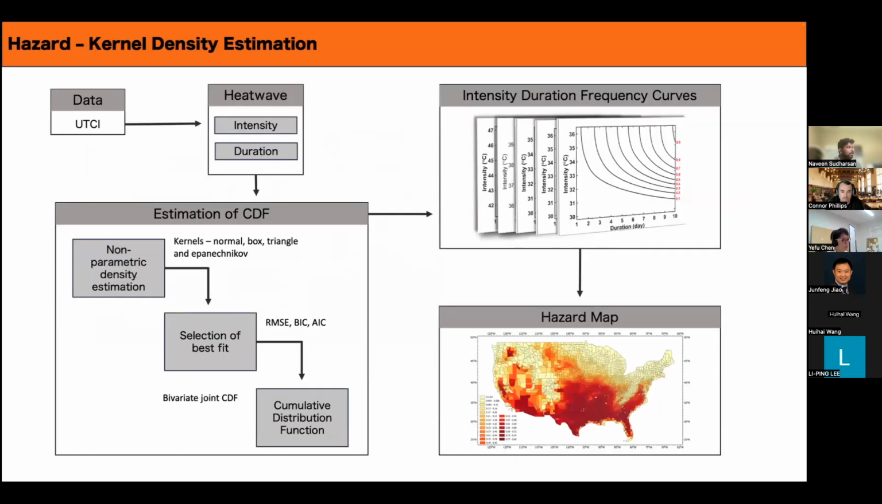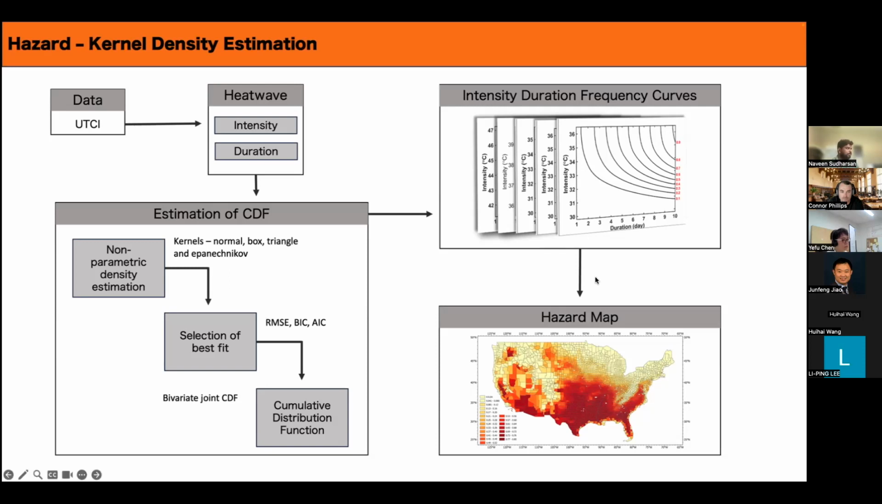And for this, we first calculated the hazard. For the hazard, we have used a different approach for heat waves. That is, we went for a block maxima approach, where we have calculated the intensity and duration in such a way that a heat wave of 1 day in a year is the maximum intensity of that year. And we went through 2 consecutive days, 3 consecutive days, up to 10 consecutive days. So we are looking at 10 data points in a year.